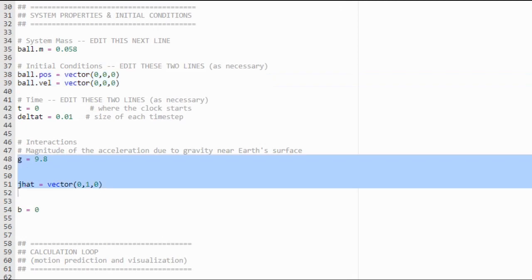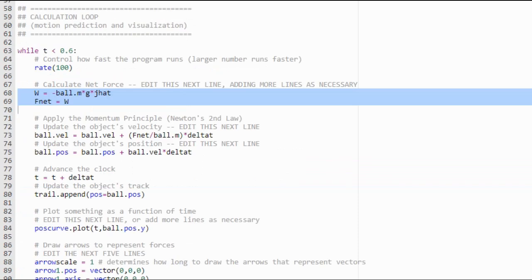Next, the gravitational constant 9.8 meters per second squared and object's direction of movement, j hat, in the y direction were included so they could be used in the following gravity force formula. This formula was used to update the net force as the object moved because no other forces were being evaluated at the time.